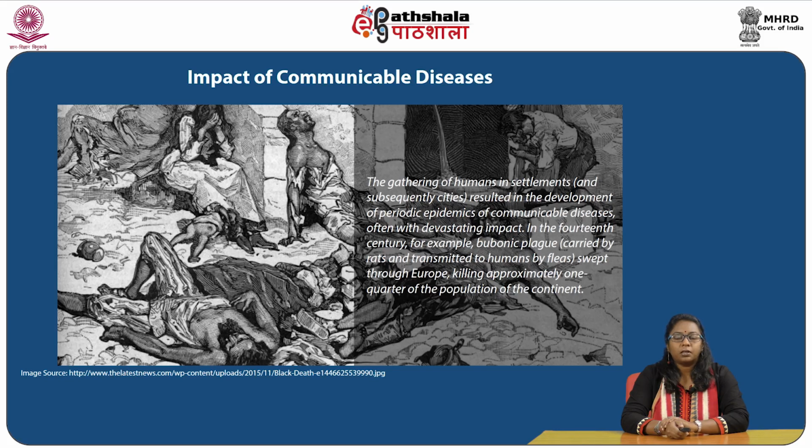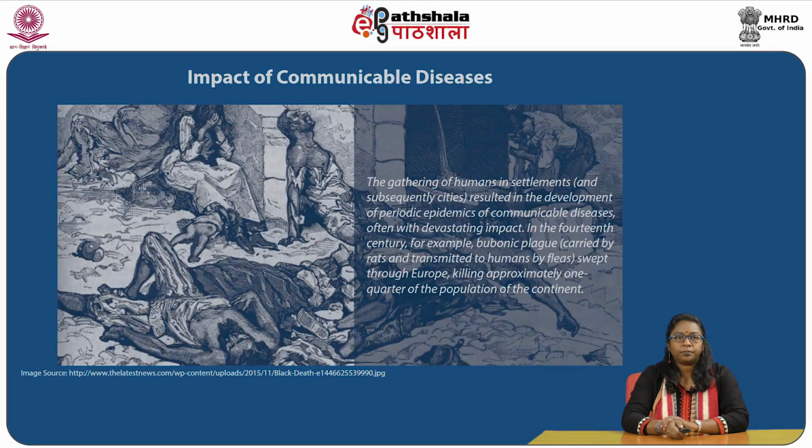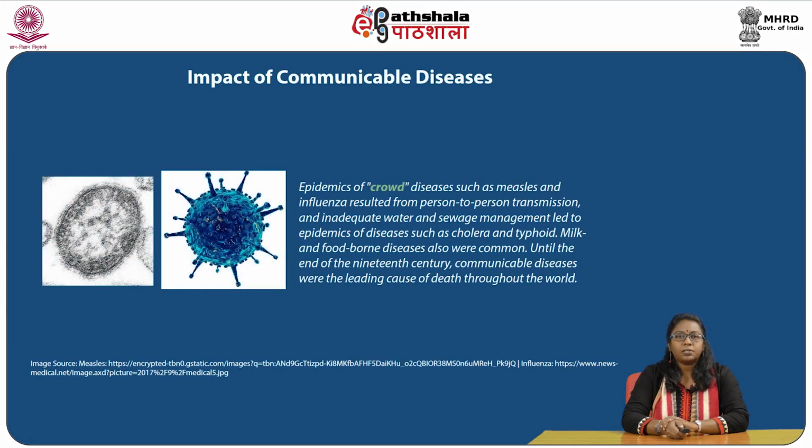Impact of communicable diseases. The gathering of humans in settlements and subsequently cities resulted in the development of periodic epidemics of communicable diseases, often with devastating impact. In the 14th century, for example, bubonic plague, carried by rats and transmitted to humans by fleas, swept through Europe, killing approximately 1/4 of the population of the continent. Epidemics of crowd diseases such as measles and influenza resulted from person-to-person transmission, and inadequate water and sewage management led to epidemics of diseases such as cholera and typhoid. Milk and foodborne diseases are also common.